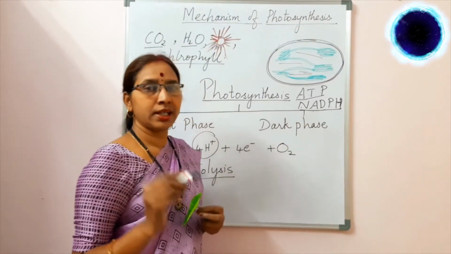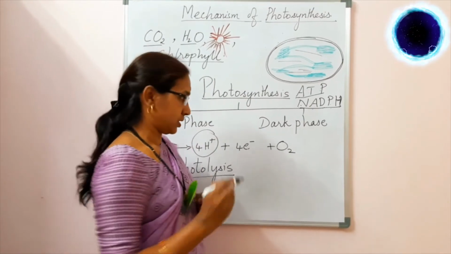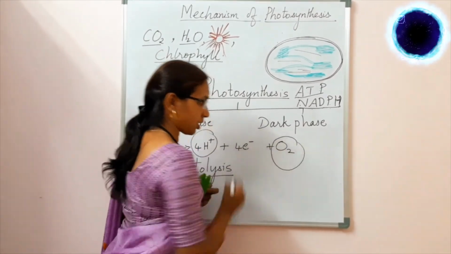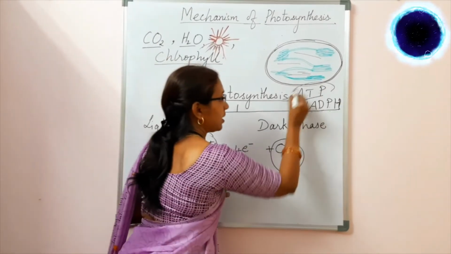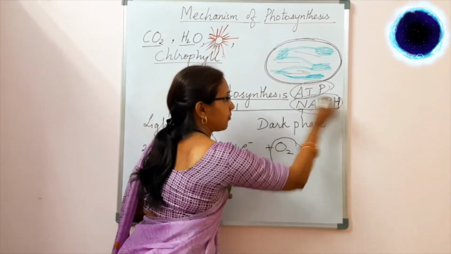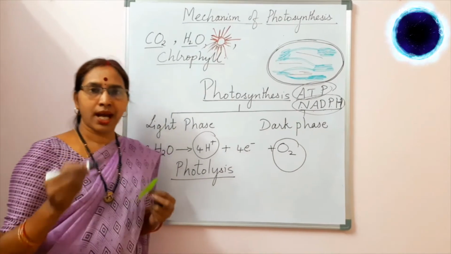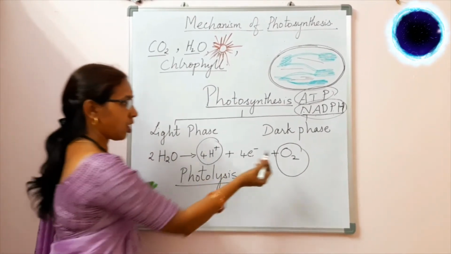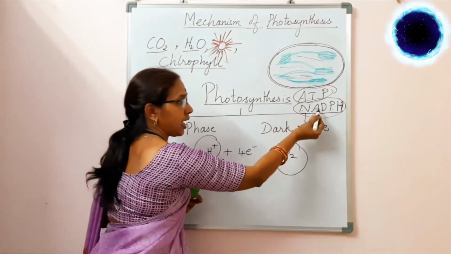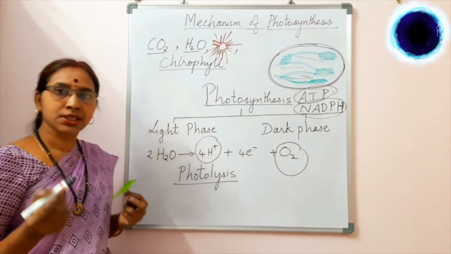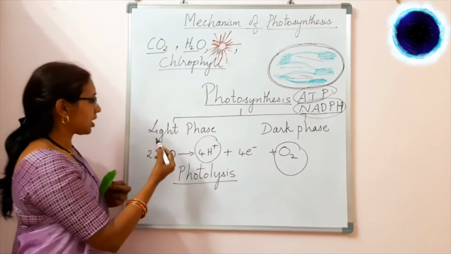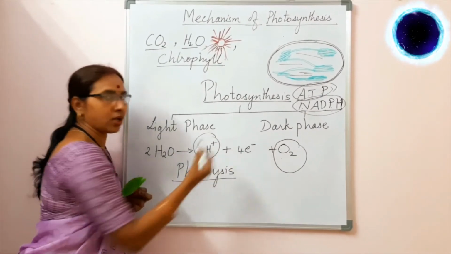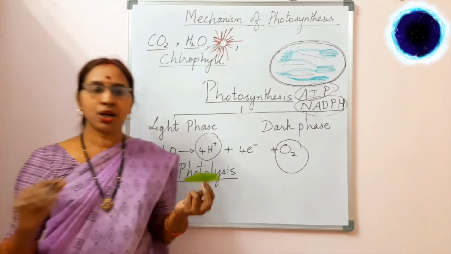So now you have learned that this marks the end of light phase, and the end products of light phase are oxygen, ATP, and NADPH. If you are asked what is the end product of light phase, it is oxygen, ATP, NADPH. What is photolysis? Photolysis is the splitting of the water molecule into protons, electrons and oxygen. So this marks the end of light phase.